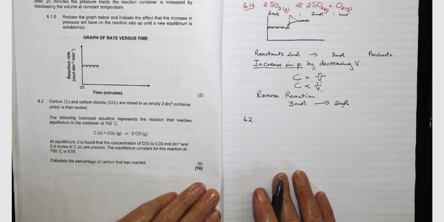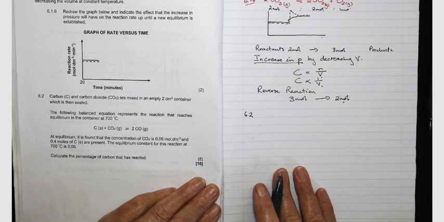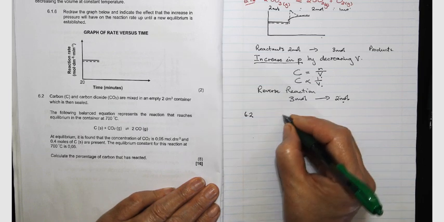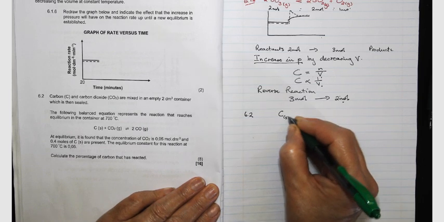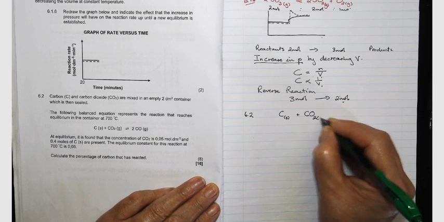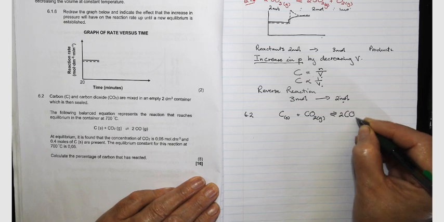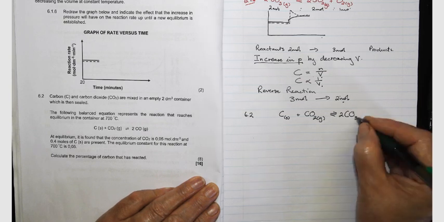Right, they say that carbon and carbon dioxide are mixed in an empty 2 cubic decimeter container, which is then sealed off. The following balanced equation represents the reaction that reaches equilibrium in the container at 700 degrees Celsius. So the reaction is solid carbon reacting with carbon dioxide gas to form 2 moles of carbon monoxide gas.